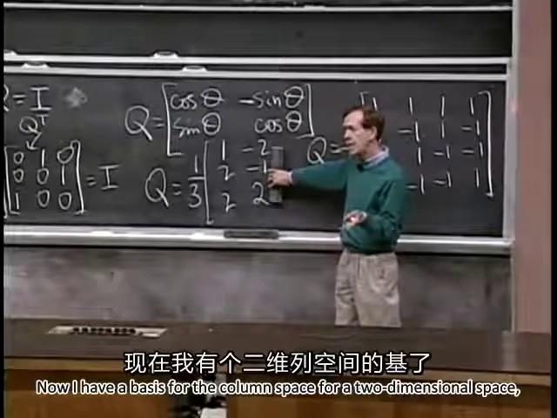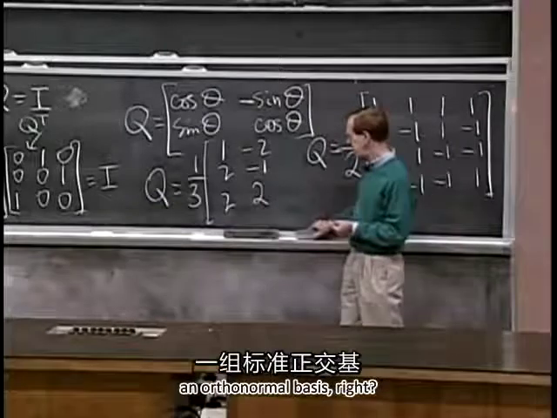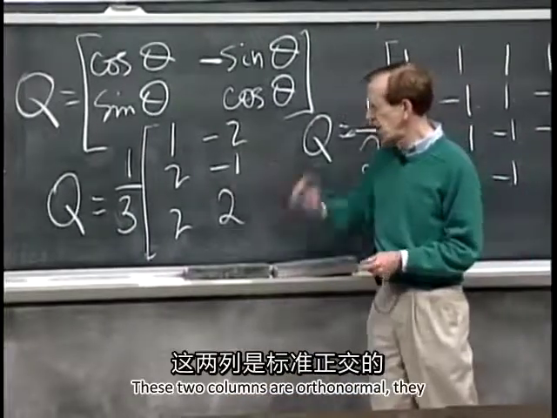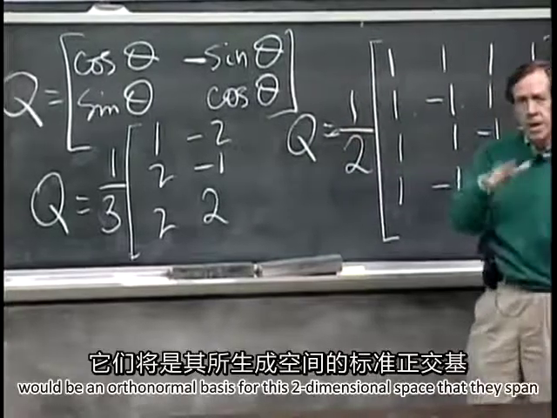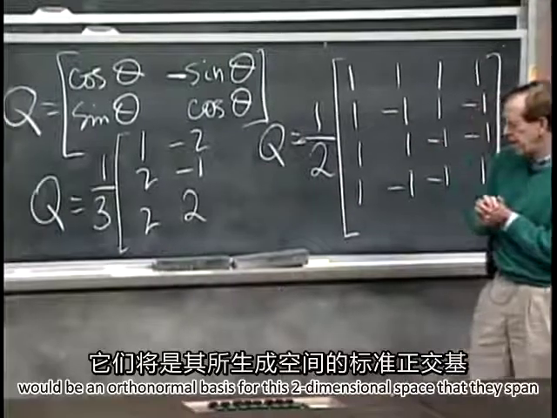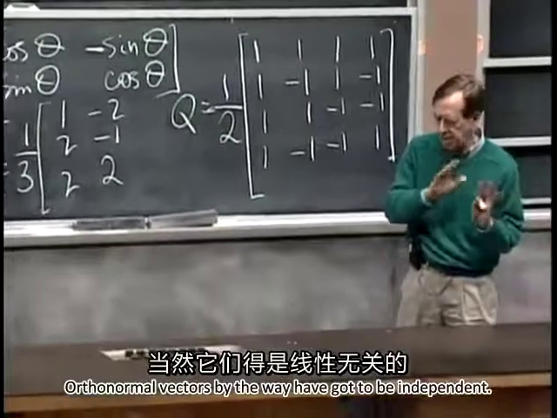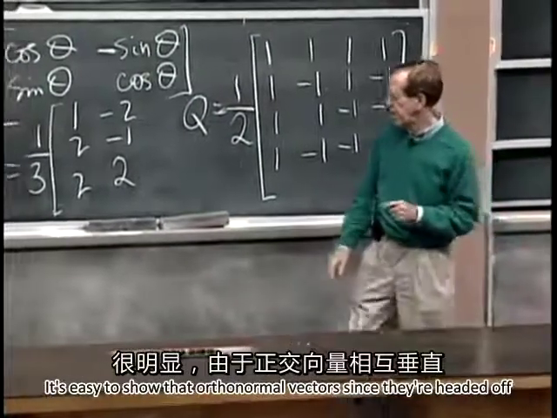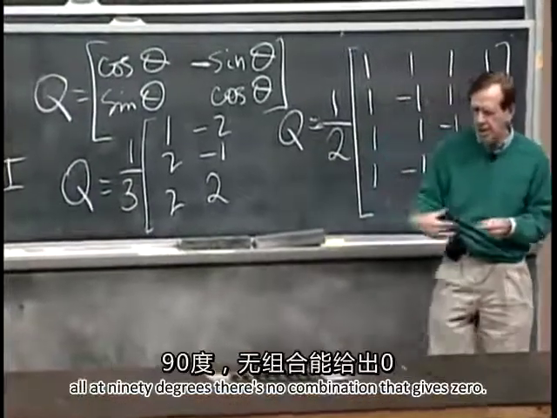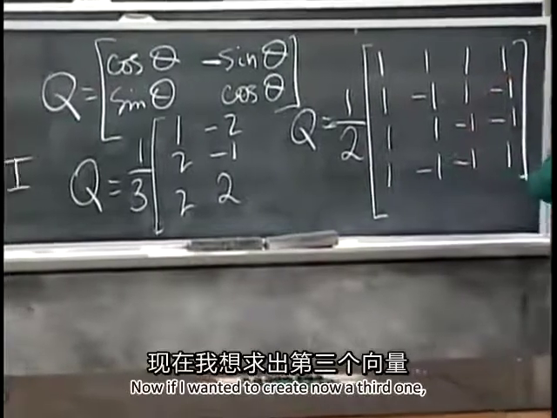Now I have a basis for the column space, for a two-dimensional space, an orthonormal basis, right? These two columns are orthonormal. They would be an orthonormal basis for this two-dimensional space that they span. Orthonormal vectors, by the way, have got to be independent. It's easy to show that orthonormal vectors, since they're headed off at 90 degrees, there's no combination that gives 0.